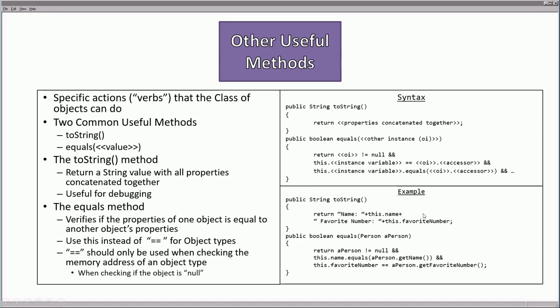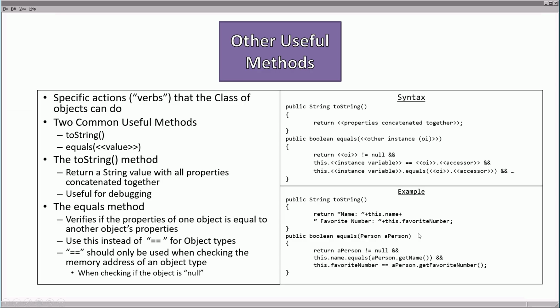So with our running example, we have both the property name and favorite number. So when we create toString, we return the string name plus the property this.name. Then we concatenate that together with the string favorite number, and then concatenate that with the property this.favoriteNumber.